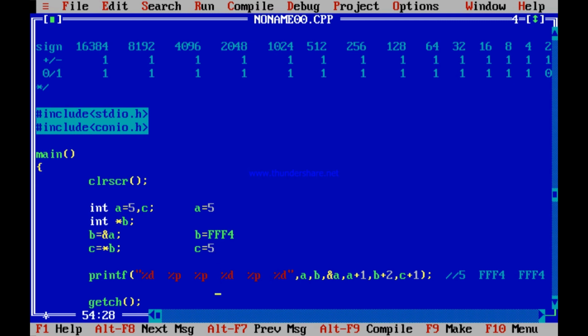Now suppose over here, instead of C plus 1, suddenly I write star B. What will it print? B is FFF4. What is the content of FFF4 again? Content of FFF4 is 5. So it will again print 5. You check out percent D. Again 5 will be printed.